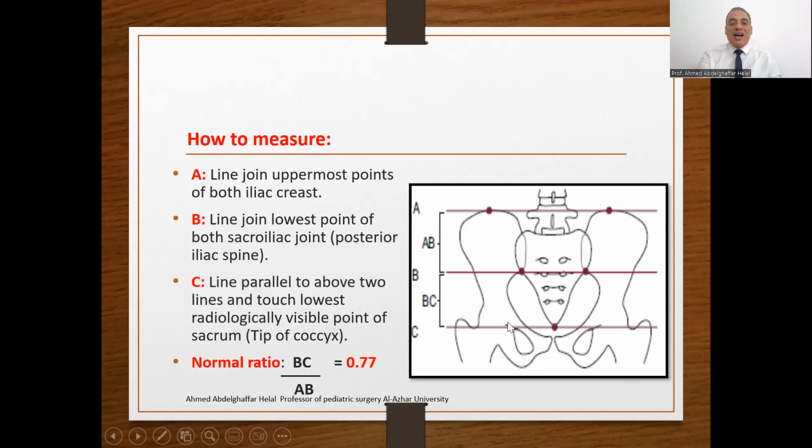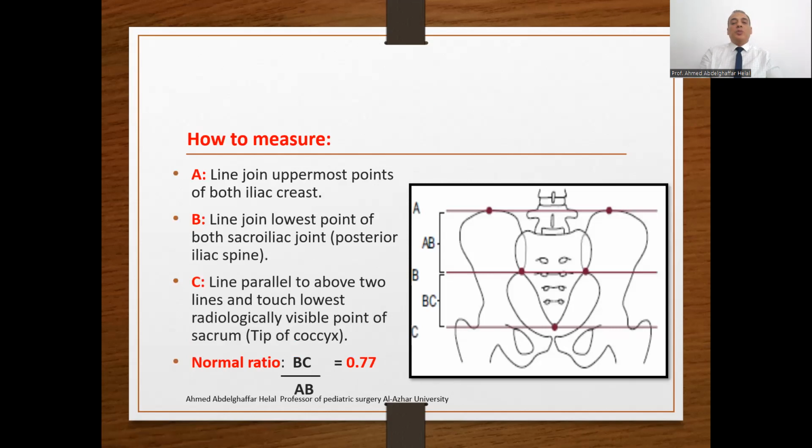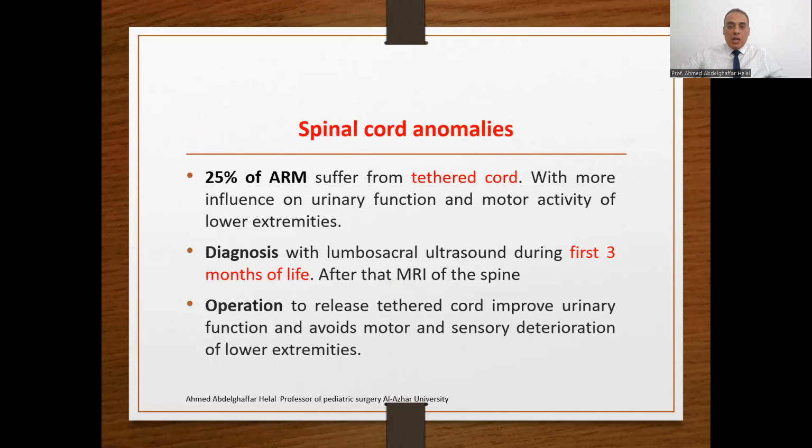Then you divide the distance between the B line and the C line by the distance between A and B. If it is 0.7, it's normal. If it is more than 0.7, there is good bowel control; less than 0.4 is associated with poor bowel function. So this is very important to assess the characteristics of the baby's sacrum during the first 24 hours of life.